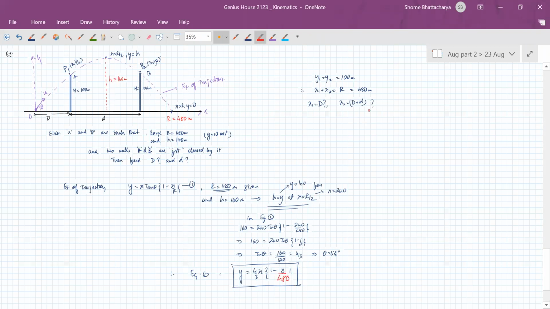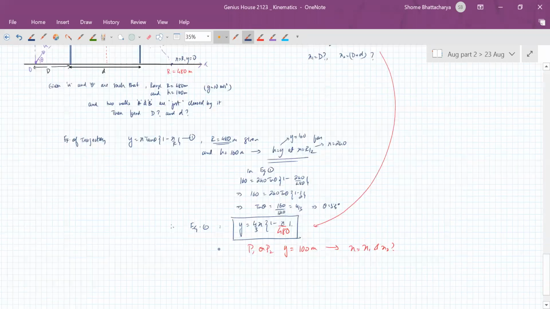Now in this, what we will do is we'll substitute this data. So for the points P1 and P2, we'll substitute y equal to 100. The values of x that we will get, those roots will be x1 and x2. That's what we have to solve. So 100 is equal to 4 by 3 x minus, this will become 4 by 3 into 1 by 480.